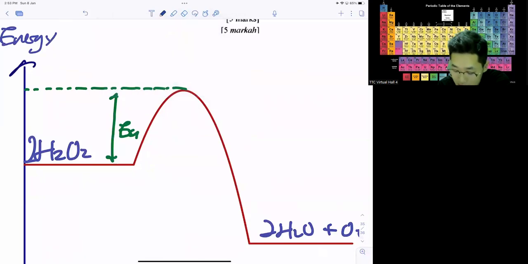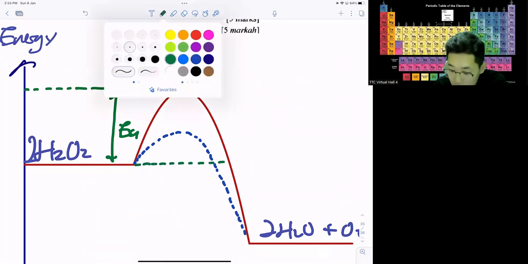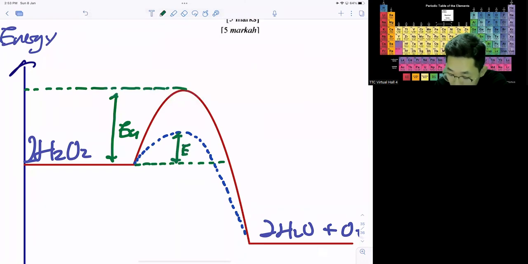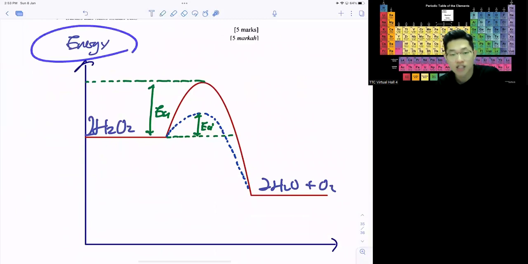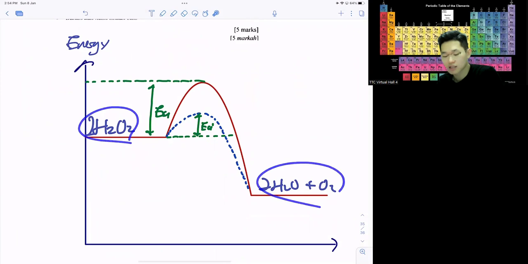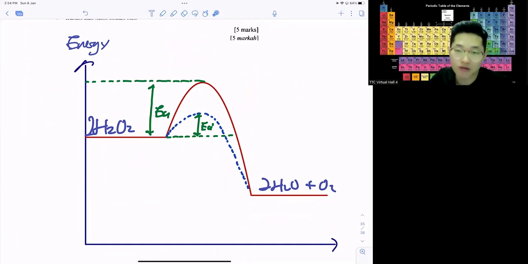Okay, then draw the second one. This is the one with catalyst. With catalyst, the activation energy becomes lower. And this will be the one with catalyst, lower EA prime. Like this. Remember to label the energy, equation, EA prime. That's all. Good luck in your exam, and hopefully all these things come.